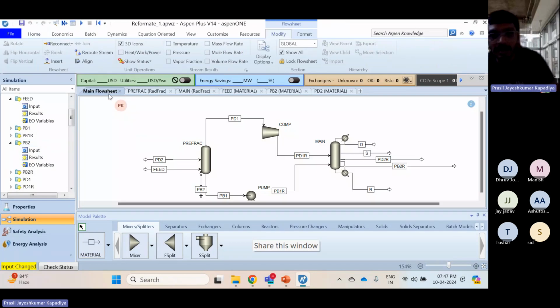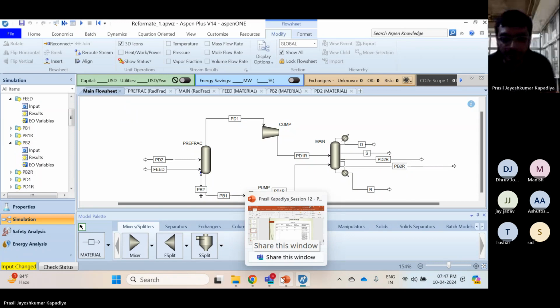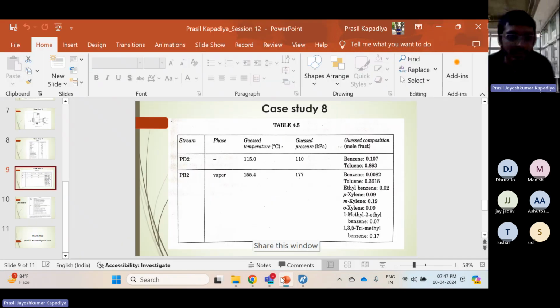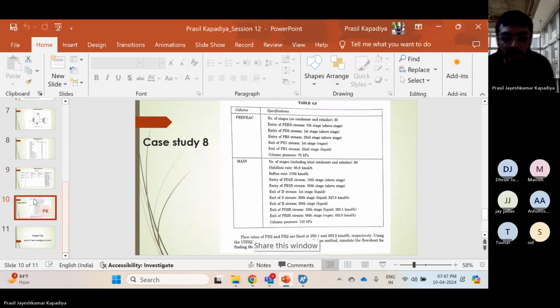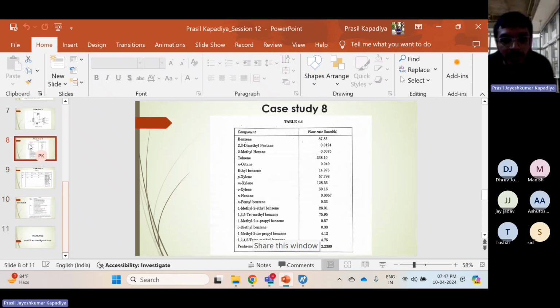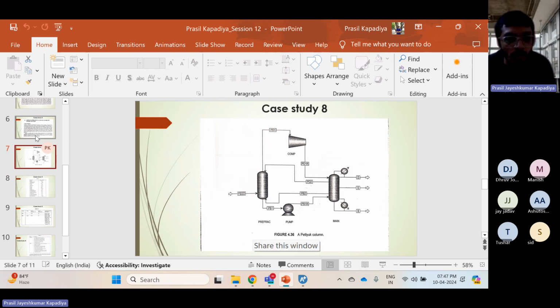Is this clear? Till here, is this clear? Please say yes or no. Yes, sir. Then we have the pump.